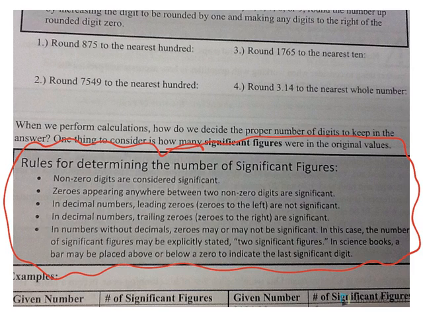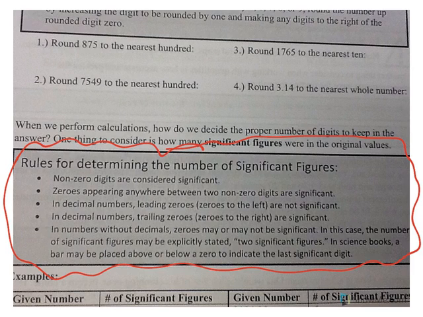So, significant figures. Any non-zero number is significant. If you have a 1 and a 3 and there's a 0 in between, so this is a second piece, zeros appearing between two non-zero digits are significant. When we talk about decimals, zeros on the left are not significant. On the right, they are significant. We'll look at examples of both of those.